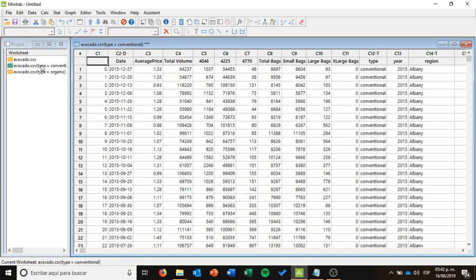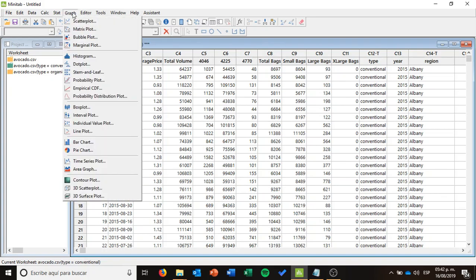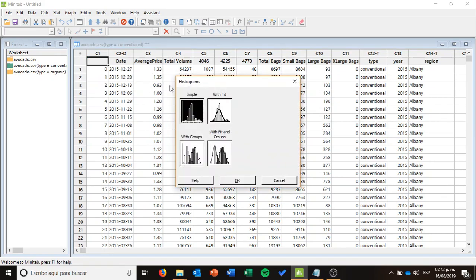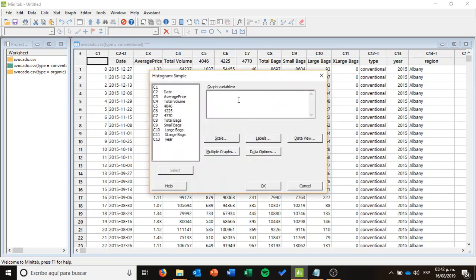And the first thing I want to analyze is, what is happening with this avocado. So what I'm going to do is try to analyze the histogram of all the possible regions that I have in here. To do that, I'm going to go to Graph, and then in the menu, Histogram. When I select Histogram, it's going to ask how I want to analyze it. I want a simple histogram, but you're going to see a little trick to have a matrix of histograms. I select a simple histogram, and the variable I want to graph is the average price.